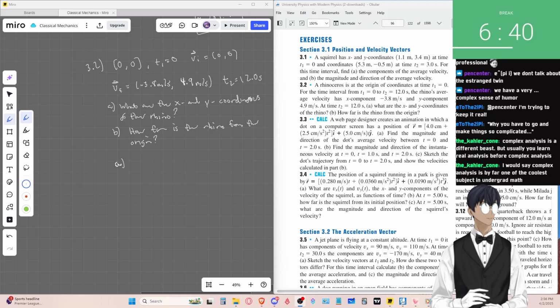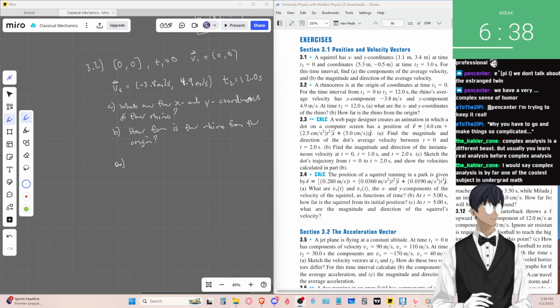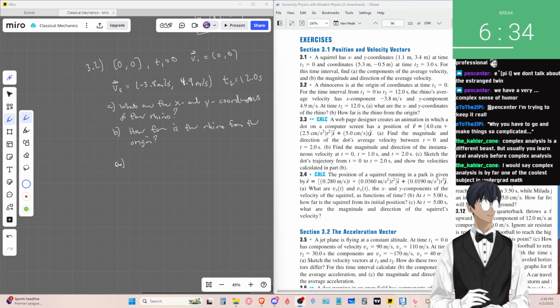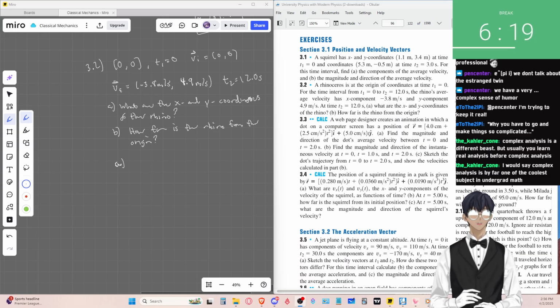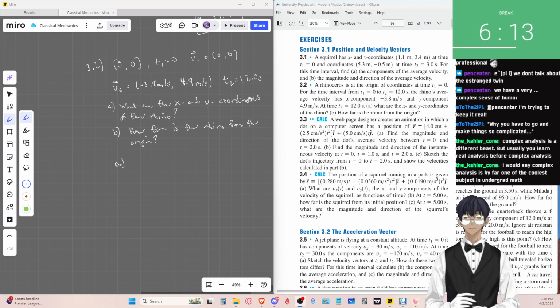Complex analysis is a different beast, but you usually learn real analysis before complex analysis. Yeah, that's what I thought. I would say complex analysis is by far one of the coolest subjects in undergrad math. Yeah, that's why I want to learn real analysis, so I can get up to that point. But then again, I haven't taken multivariable calculus, or at least done the techniques to perfect multivariable calculus, because I have taken Calc 1.